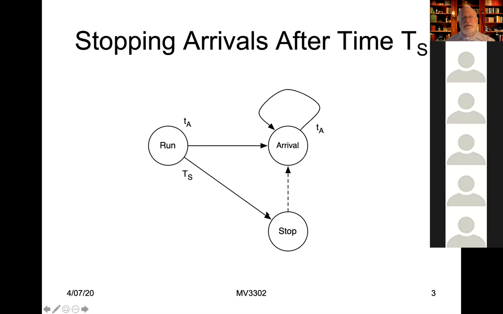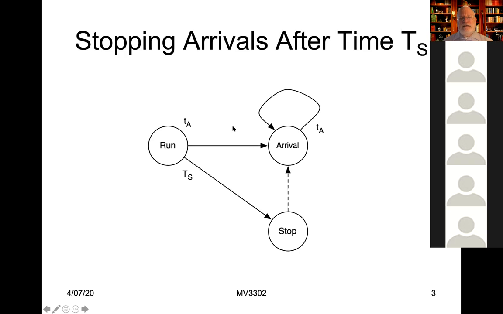So here's how that could occur, is that we have a time, we'll call it T sub S, and it's going to schedule an event, say stop or stop arrivals. And when that event occurs, what it's going to do is remove the next scheduled arrival event. Now, here's the thing, if you've been looking at what happens in the arrival process, at any given time, there's only one arrival event on the event list. And that's what schedules the next one. So if you don't do anything, it'll just continue forever.